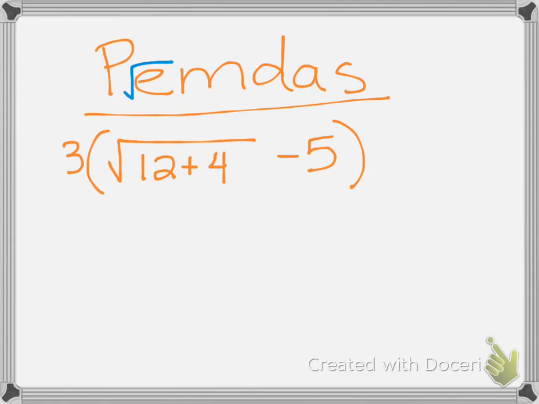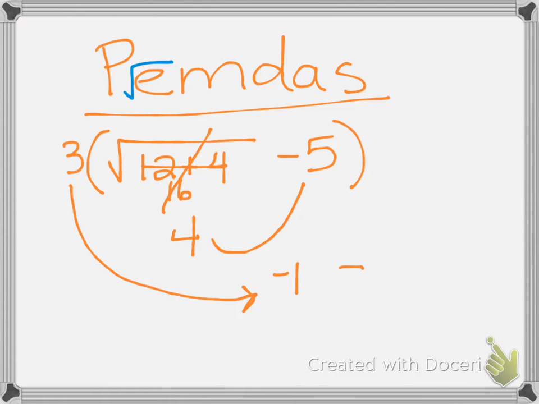Let's start in the parentheses. Then we're going to do the square root. What's the square root of 12 plus 4? Well, what's 12 plus 4? 16. So this is a 16. What's the square root of 16? 4. So this whole thing here is worth 4. And then I'm still in my parentheses. 4 minus 5 will be negative 1. And then out here, 3 times negative 1 is negative 3.